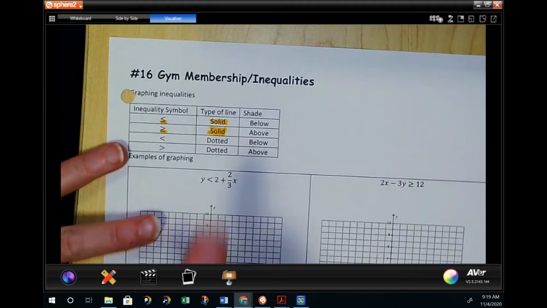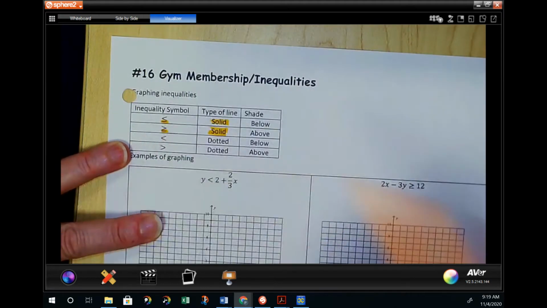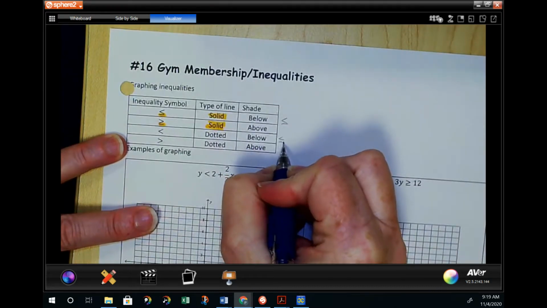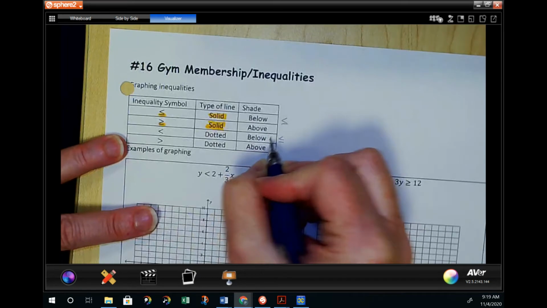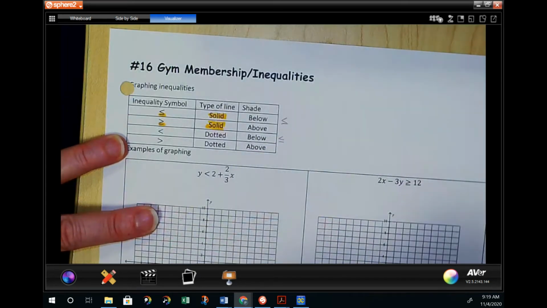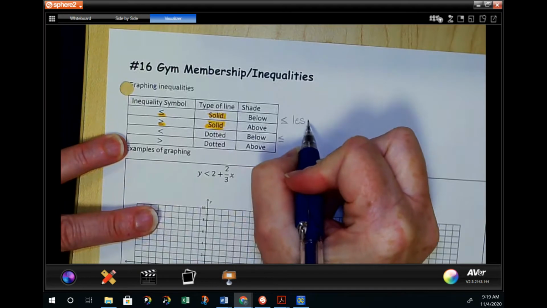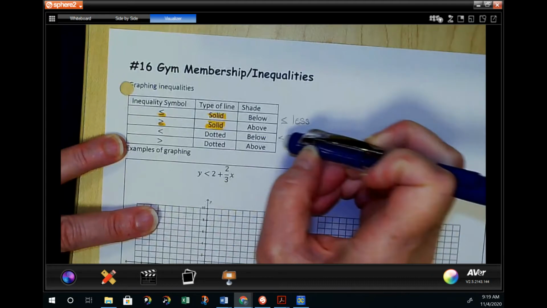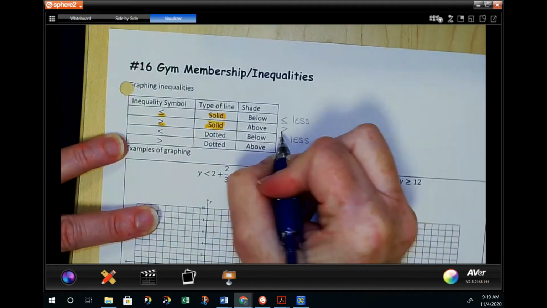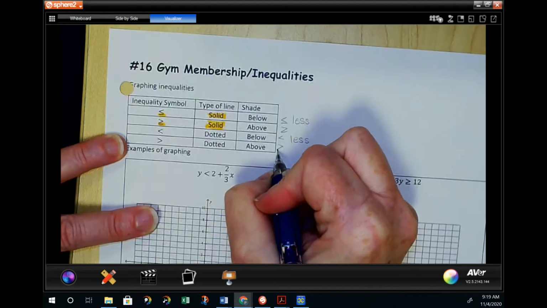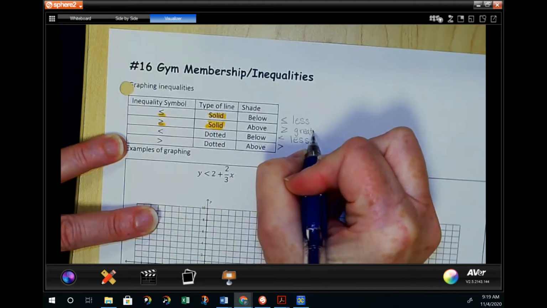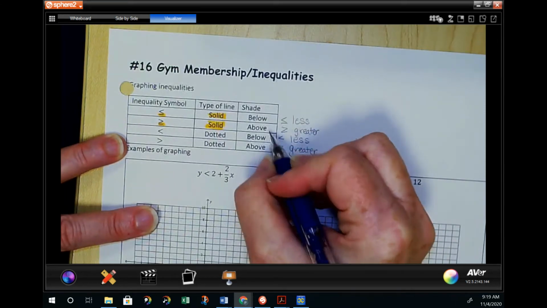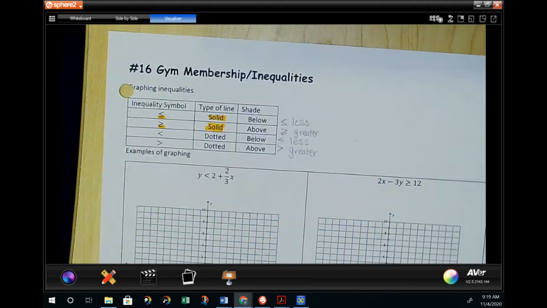So then the next thing: if anything is pointing to the left, that means less than, and then you know that it is going to be below. If it is pointing to the right, then this means greater, which means more, so that means that it's going to be above. So that's kind of like your helpful hint.